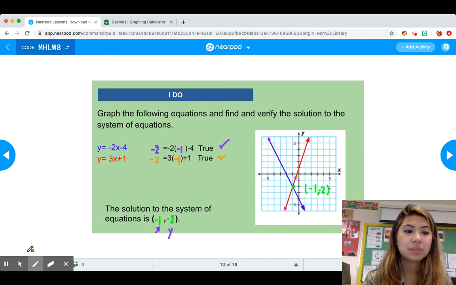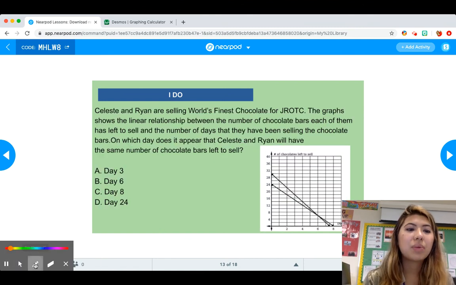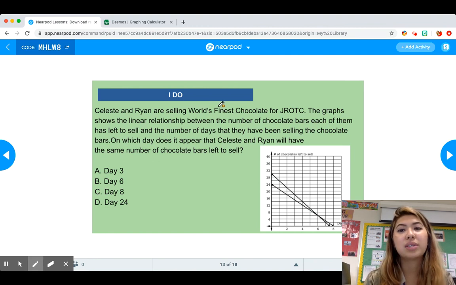This next IG problem reads, Celeste and Ryan are selling world's finest chocolate for JROTC. The graph shows a linear relationship between the number of chocolate bars each of them has left to sell and the number of days that they have been selling the chocolate bars. On which day does it appear that Celeste and Ryan will have the same number of chocolate bars left to sell?